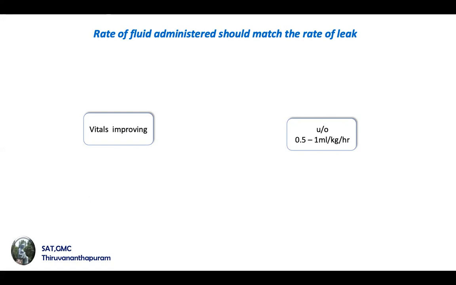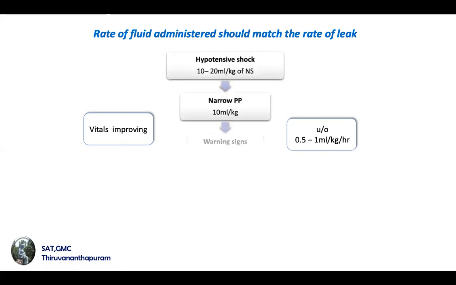That means depending on which stage the child has come to you, you should start your fluid accordingly. If the patient is in hypotensive shock, you can start with 10 to 20 ml per kg. Absent pulse, you can definitely start with 20 ml per kg. If it is a narrow pulse pressure, only 10 ml per kg is needed. A warning sign, start at 6 ml per kg.